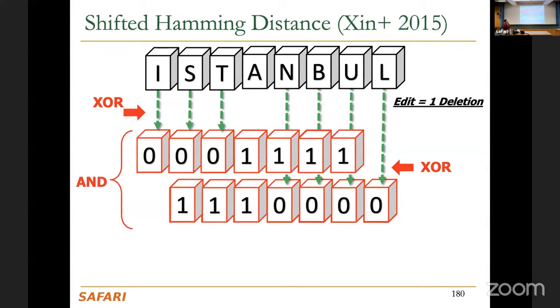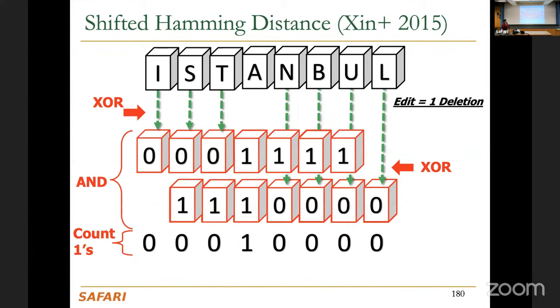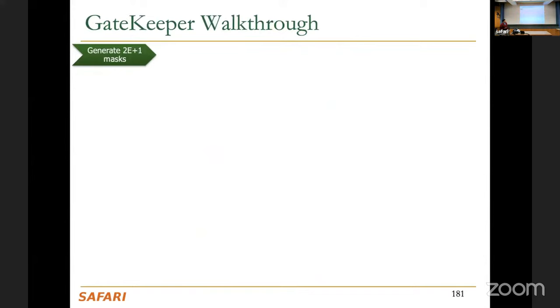So what's going to happen is that when there is a series of matches, meaning when there are zeros, they are going to cancel the ones that you may have in the other versions of the string that you generated to cancel, let's say, one deletion or two deletions and so on. So this is going to end up generating a series of zeros in your resulting vector, and then you may still end up having a single one where you have the original deletion. So this is basically the idea behind shifted Hamming distance, to tell you how many mismatches there can be. And this is basically how this is implemented in GateKeeper.